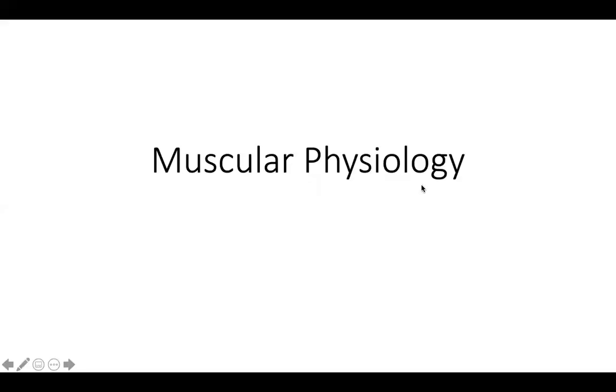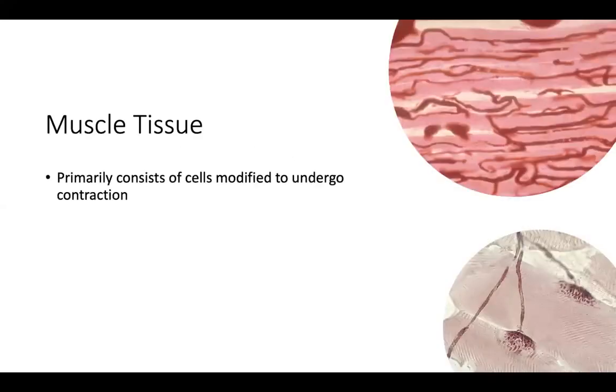All right, good morning. Here we go with muscular physiology. So, yeah, we've got muscle tissue, and it's modified to undergo contraction. The function of this tissue is to get shorter and then return to its normal length.